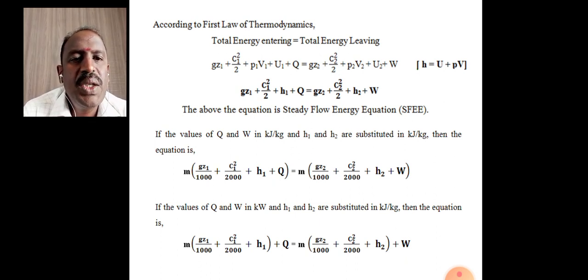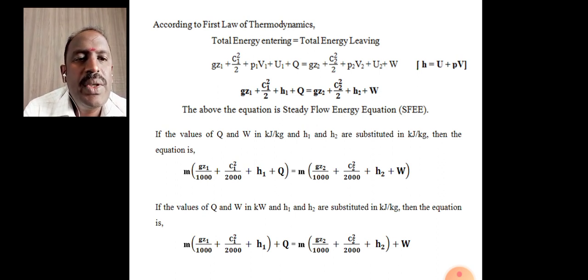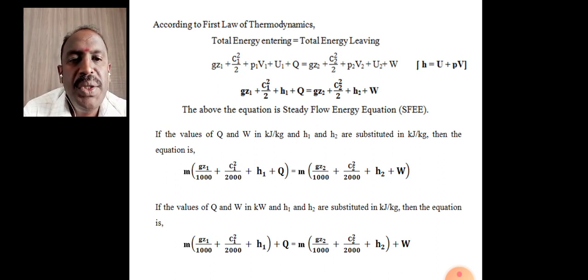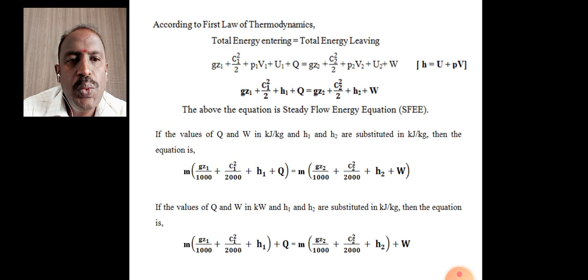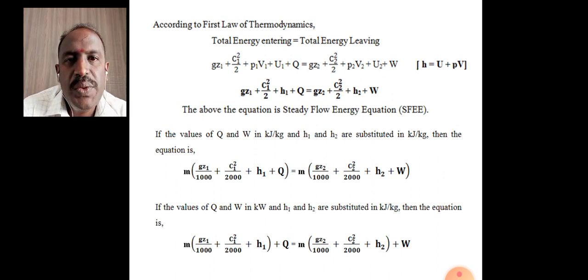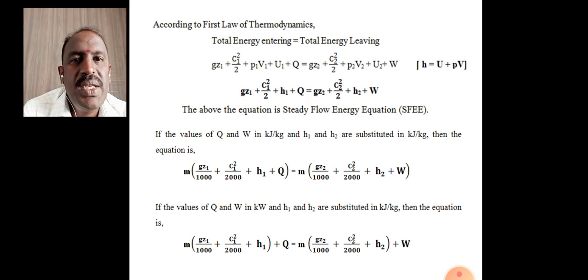Similarly, if the Q and W values are given in kilowatt and H1 and H2 are in kilojoule per kg, in that case we have to take the Q value and the W value from the mass flow rate. So the formula will be m into g Z1 by 1000 plus C1 square by 2000 plus H1 plus Q equal to m into g Z2 by 1000 plus C2 square by 2000 plus H2 plus W.